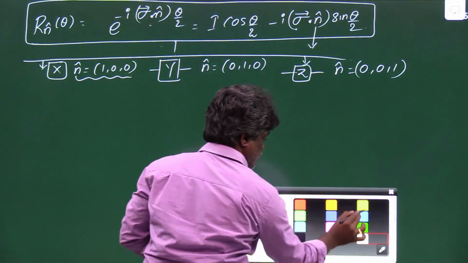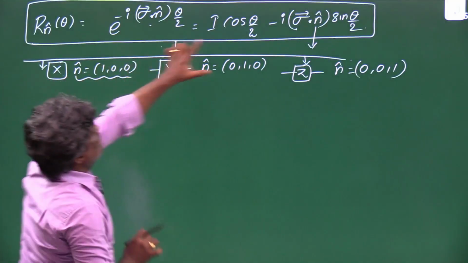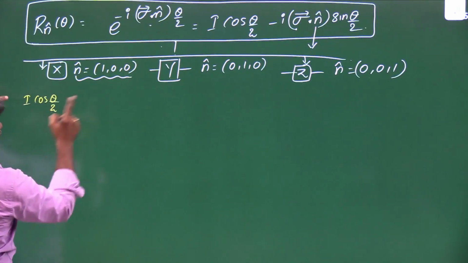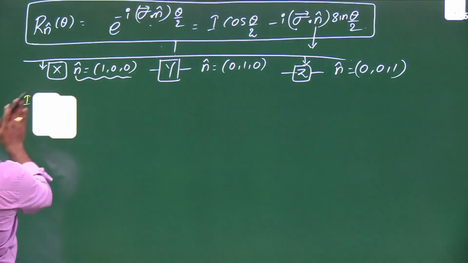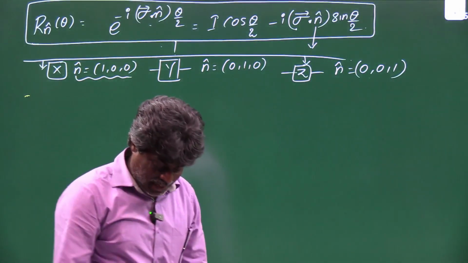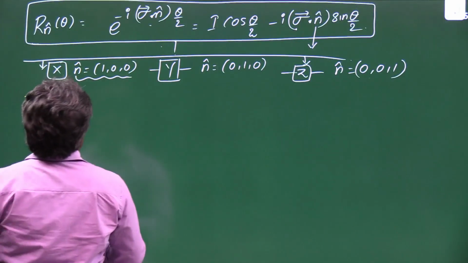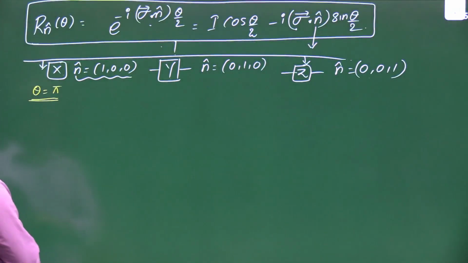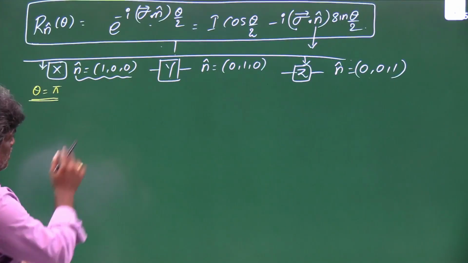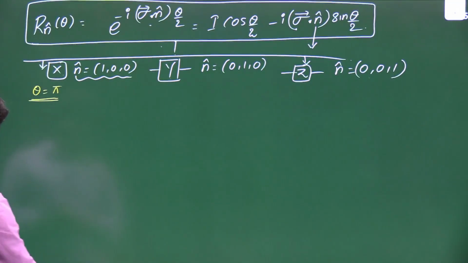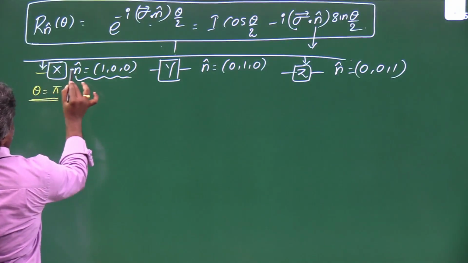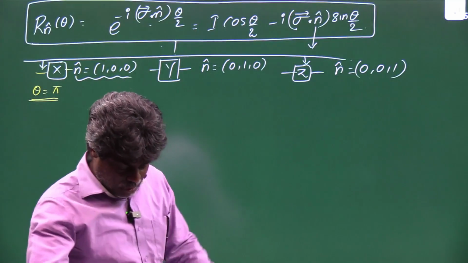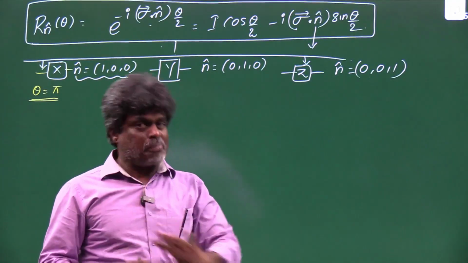Okay, now please take this and substitute. Then capital I cos theta by 2 minus, one more thing we have to define. What is the theta? Every time you have to define the theta also. Here theta equal to pi, because theta we have to substitute now. For x gate, if you want to get x gate, theta equal to pi. If you want to get some other gate, theta will be different. I think for all x, y, z gates, theta equal to pi only.